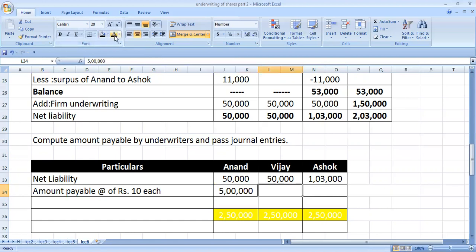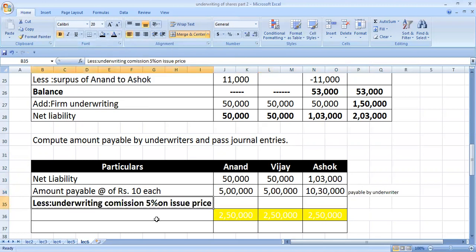Same calculate करेंगे विजय का, 50,000 multiplied by 10. In case of Ashok, how many shares are going to be subscribed by Ashok? 1,03,000. So 1,03,000 multiplied by 10, 10,30,000. So this is the amount payable by the underwriter to the company. Now let's find out the underwriting commission.